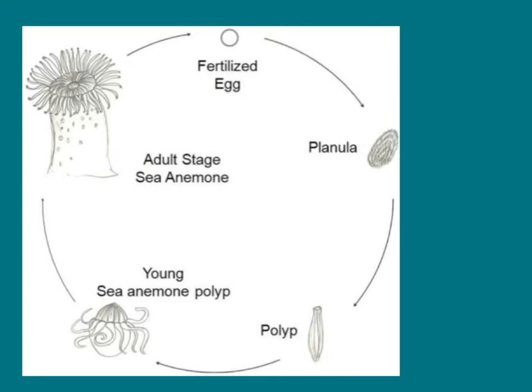Here we can see a stylized life cycle diagram, and as you can see, the adult stage reproduces sexually. It releases either sperm or egg. The fertilized egg, this happens within the water column, generally speaking, creates a planula larvae. You've seen that term before in the other groups of cnidarians. That planula settles down to the bottom of the ocean, becomes a polyp, and then the sea anemone grows up from that polyp, and we get the adult. So notice that there's no medusa stage here.